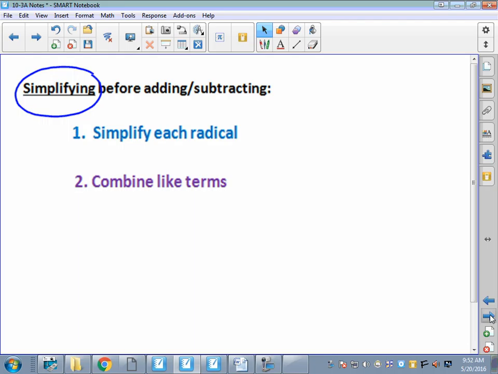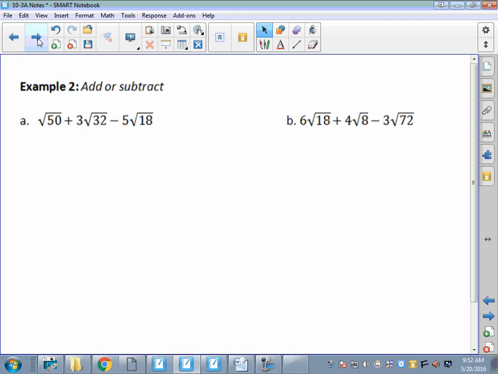So you know I like to make you do some work. So we're going to have to do some work for this. So let's do letter A, 2A. It says to add or subtract. We've got both in our problem.